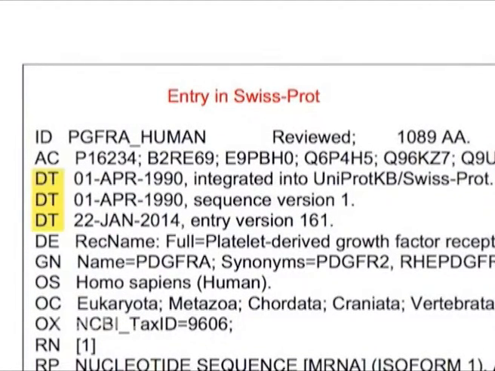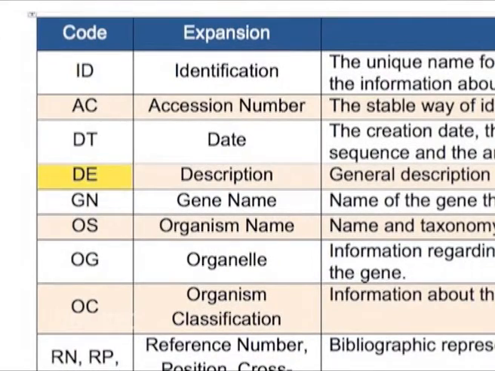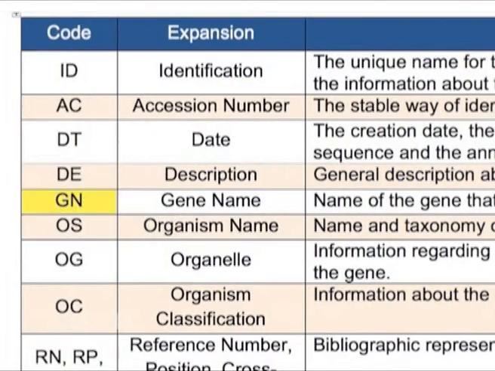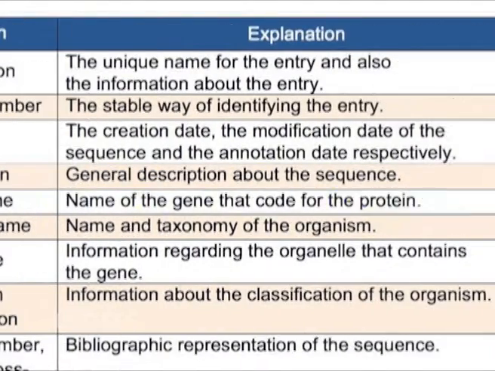DT, it means date. We can see 3 different dates for an entry. Those are the creation date, the modification date of the sequence, and the annotation date respectively. DE is a description, gives a general description about the sequence. GN, it is a gene name, gives the name of the gene that codes for the protein.